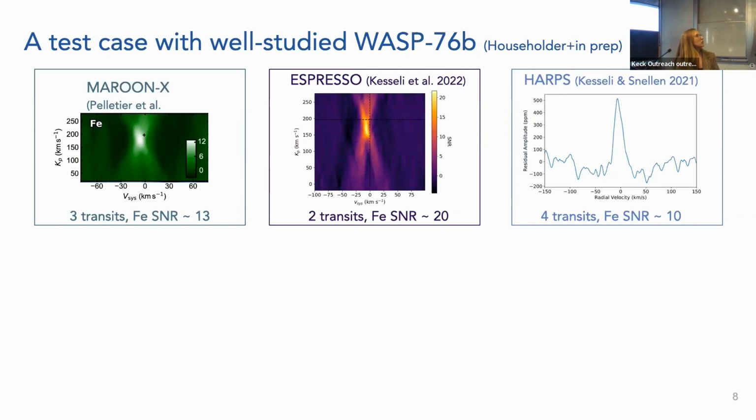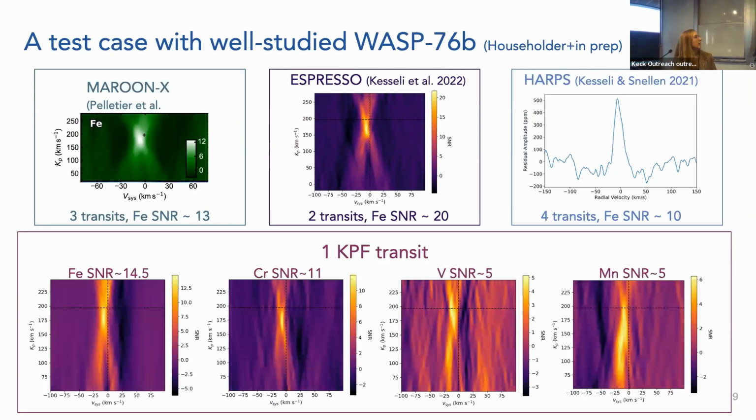I think Luke showed these before, but basically in 3 transits, you're getting a signal to noise ratio of 13 for MAROON-X. In 2 transits, a signal to noise ratio of 20 for ESPRESSO, and in 4 transits, a signal to noise ratio of 10 in HARPS. And in 1 KPF transit, we get a signal to noise ratio of about 14.5, which is on par with ESPRESSO. So that's really, really good. We also detect a bunch of other refractory species. They have already been detected, but it's really nice to see that we are detecting lots of things.